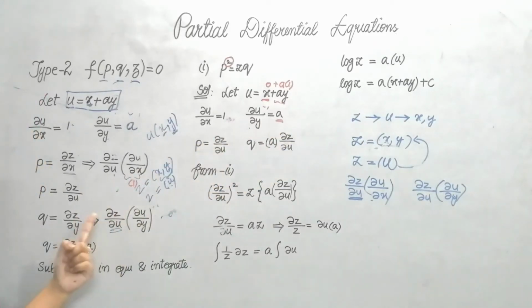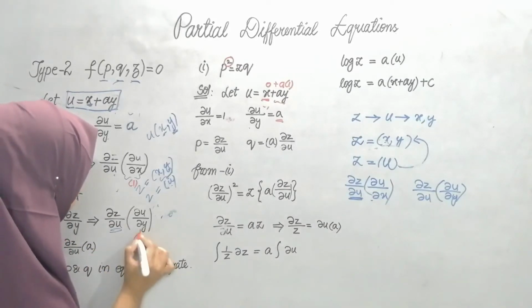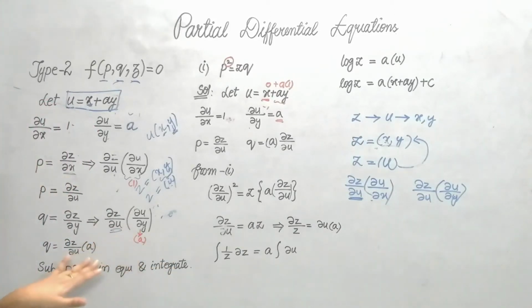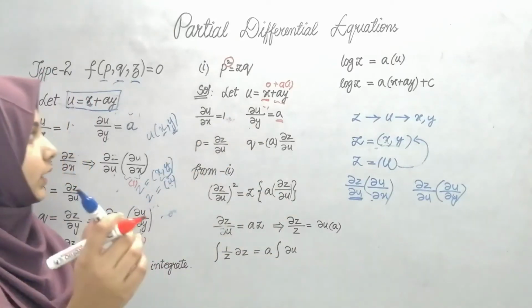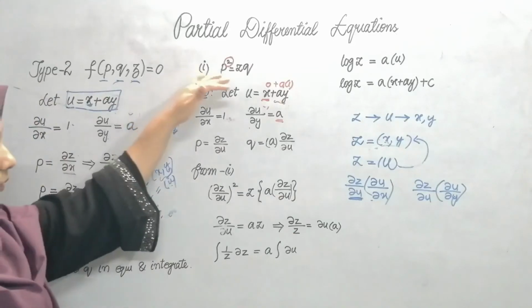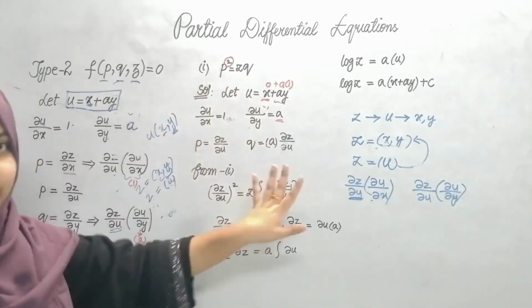What is it? a. So ∂z/∂u into a. Okay? Here this will be a. So a into this thing. I got the values of p and q. This will always be the same. Okay? Now, this part is done. Clear?